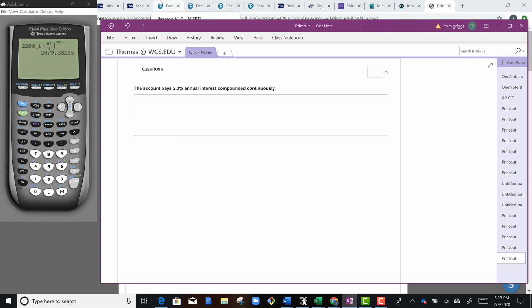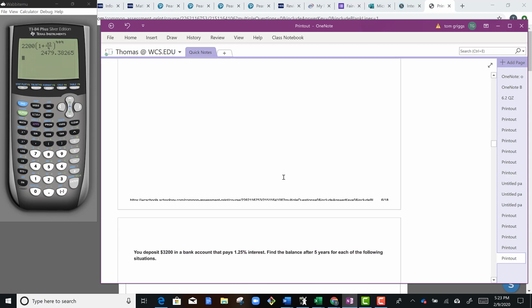Compounded continuously. Just remember we're using a different formula when we compound continuously. A equals P times e raised to the rt power. There shouldn't be any surprises there.